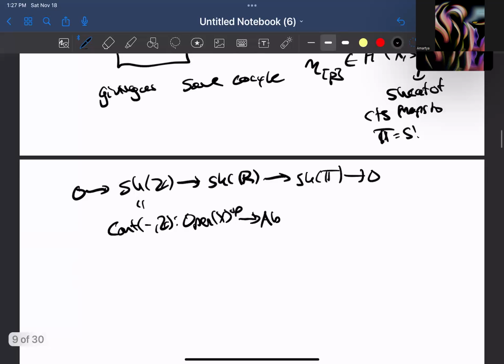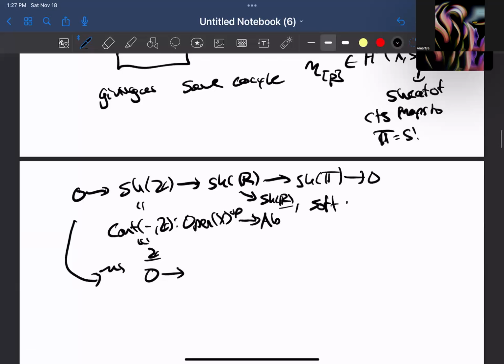So we have this short exact sequence of sheaves. This is going to lead to the long exact cohomology sequence. This here is equivalently the constant sheaf on Z. This here is not the same as the constant sheaf on R because we're considering R with its topology. So this is sheaves on R here, which is like one of the special kinds of sheaves that I always forget the name of. If it's not flat, it's a soft sheaf, which means that its higher cohomology vanishes.